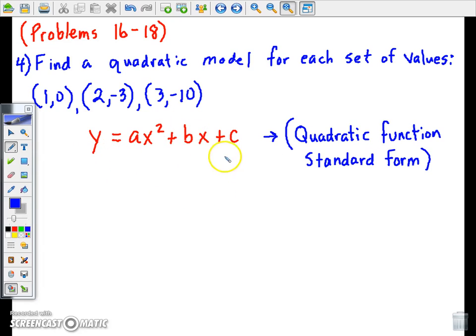It starts with the standard form of the quadratic function that we looked at early on in this lesson. Okay? For each of these ordered pairs, obviously I have an x and a y. Each one of these ordered pairs, I'm going to substitute in x and y one at a time. So let me show you what that means. Taking the first ordered pair, y is 0, x is 1.